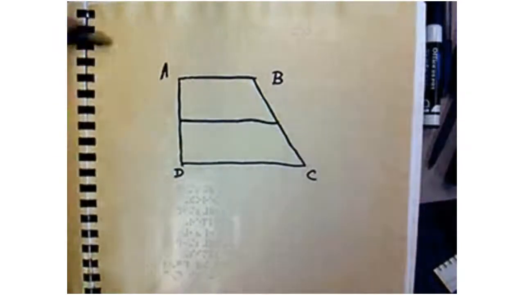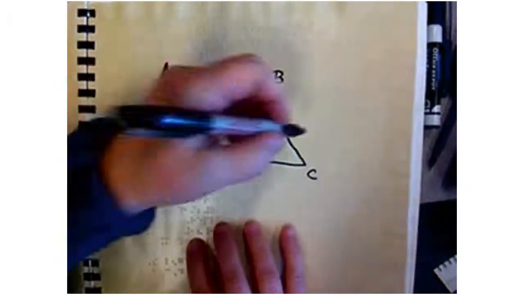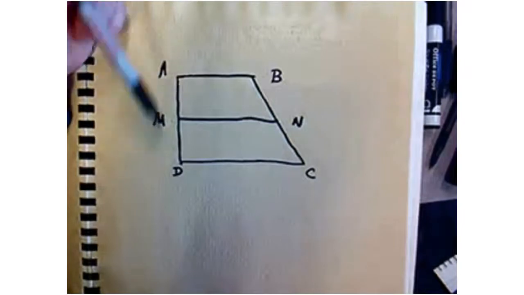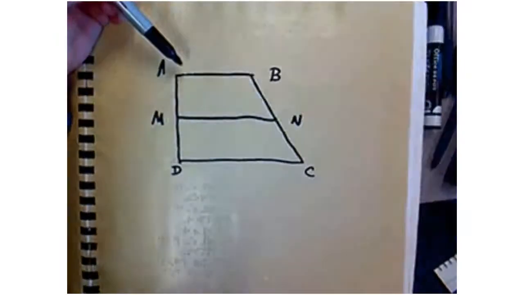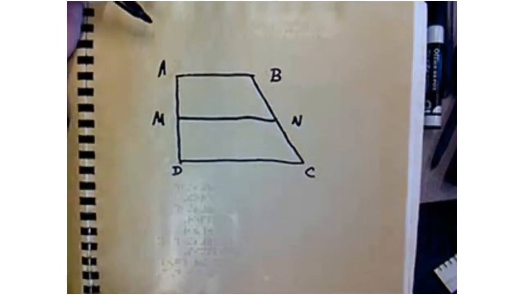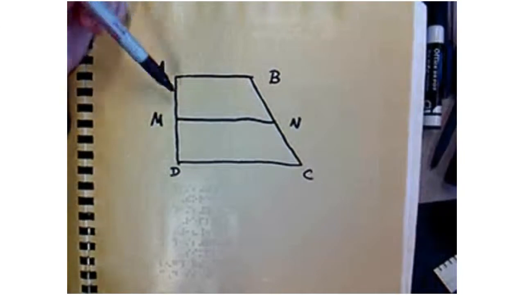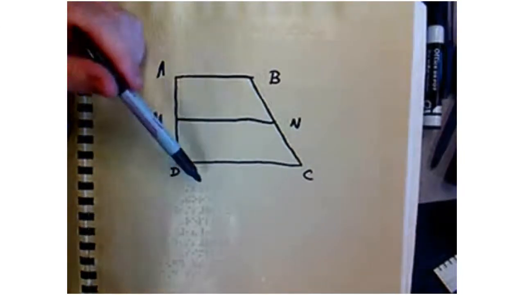So from M to N is our median. Okay, on the left side AD and on the right side BC. You're given in the writing up above it: find the length of the median MN in the trapezoid ABCD if AB is 12 and DC is 18.